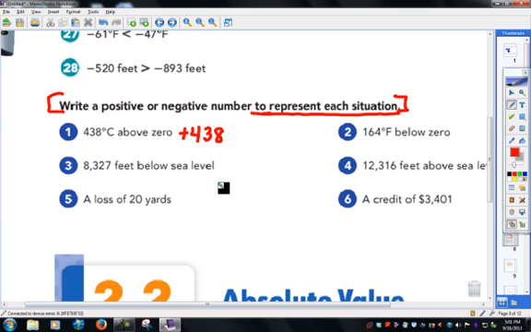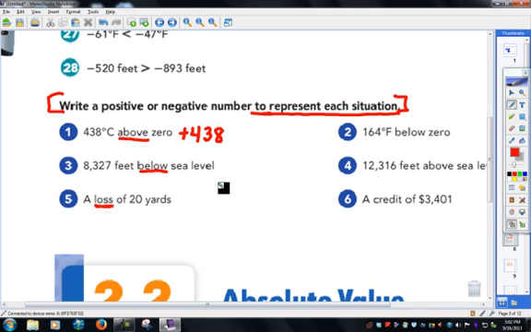Now, you don't have to write what I'm about to write, but if this said below, then it'd be -438. So what I'm just trying to get you guys to see is there's one word that's going to be the descriptor every time that's going to tell you if it's positive or negative. There it was above. Here it's going to be below. Here it's going to be a loss.